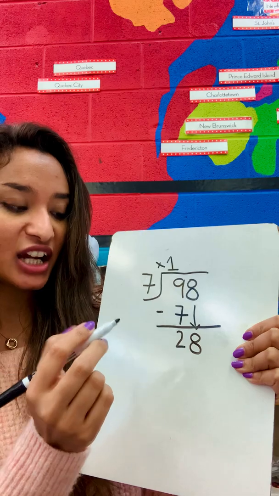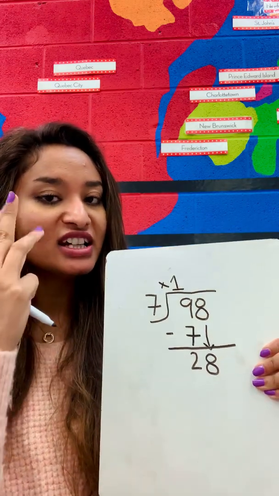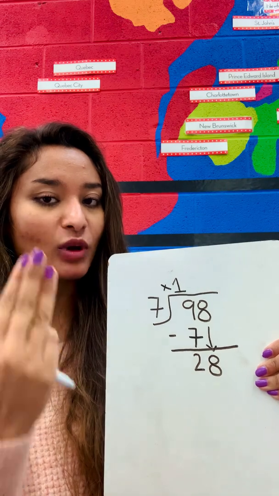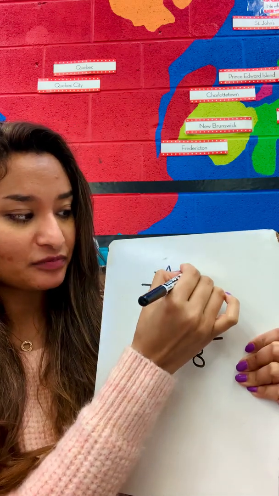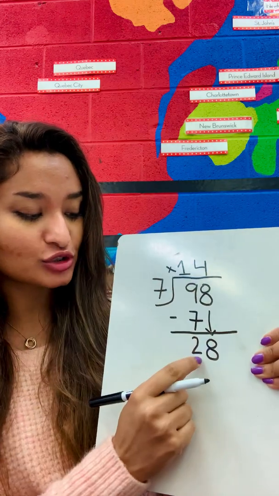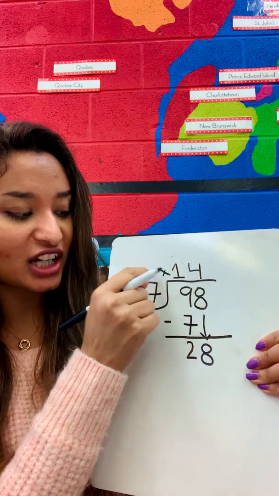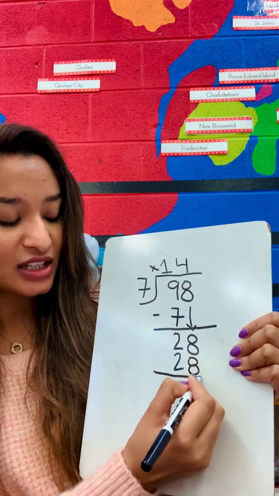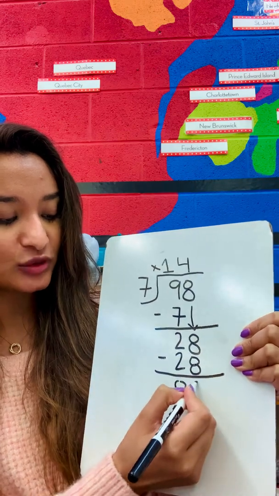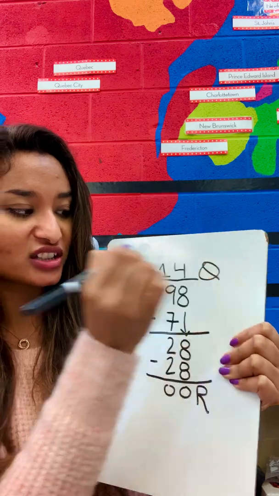So 7 times 1 gives me 7. 7 times 2 gives me 14. 7 times 3 gives me 21. 7 times 4 gives me 28. I need 4 7s to make 28. Then I go ahead and multiply 4 times 7 gives me 28. I subtract, I'm left with 0. My remainder is 0. My quotient is 14.